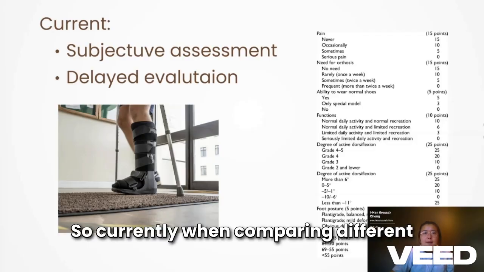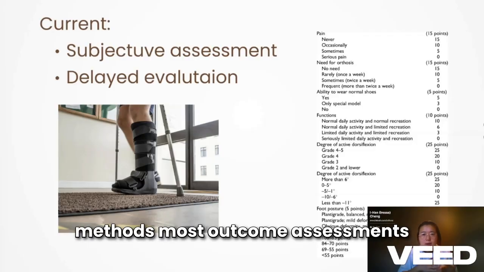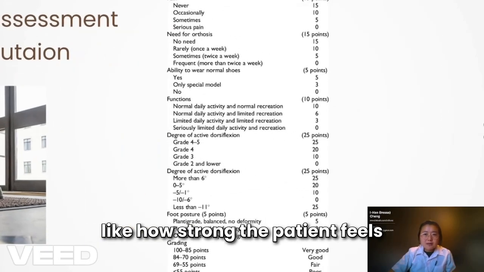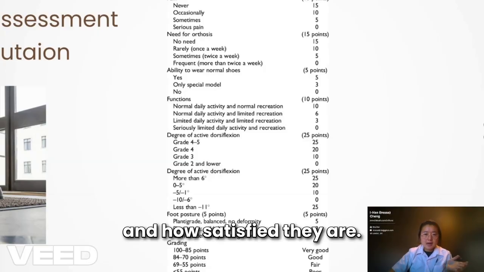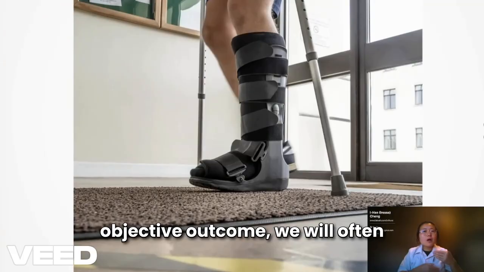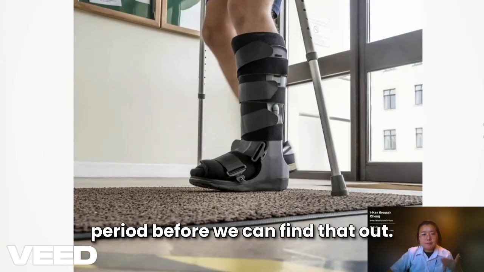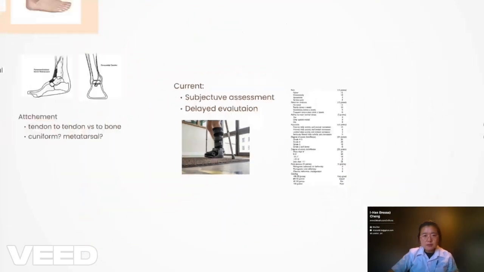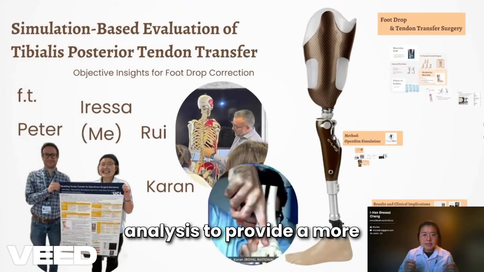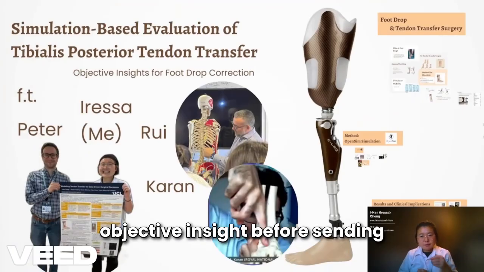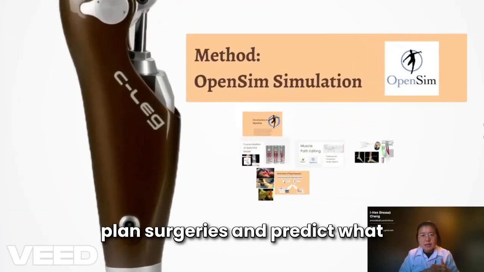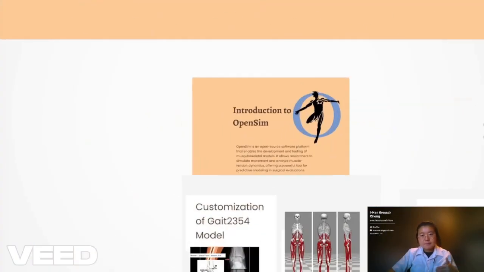Currently, when comparing different methods, most outcome assessments rely on patients' subjective feedback, like how strong the patient feels and how satisfied they are. And if we want to look at some more objective outcomes, we will often have to wait for a long recovery period before we can find that out. Therefore, the goal of this study is to create a biomechanical analysis to provide a more objective insight before sending the patient into the theater. This could help surgeons plan surgeries and predict what techniques might work better.